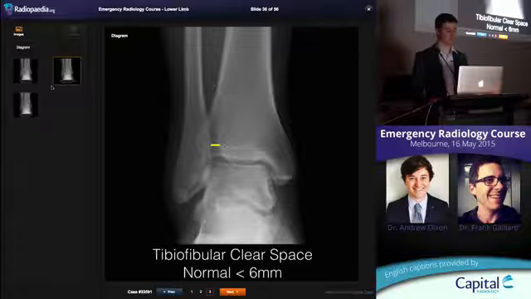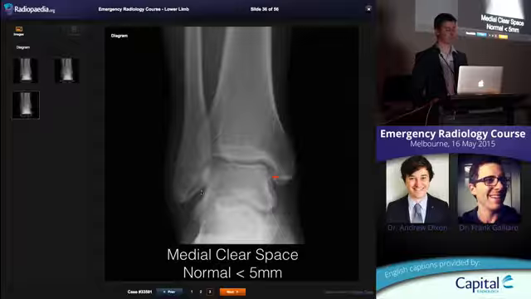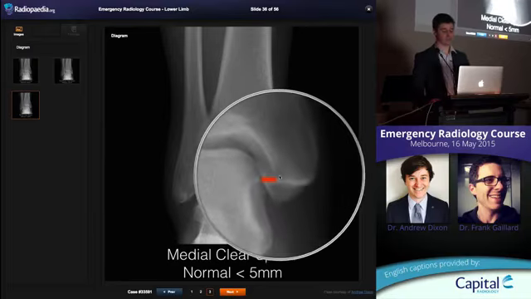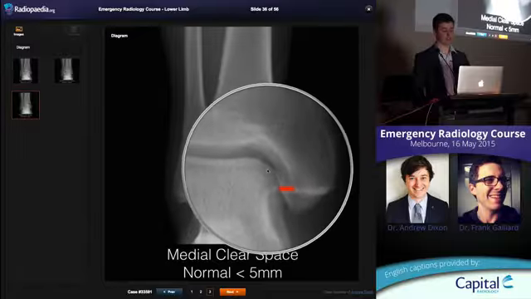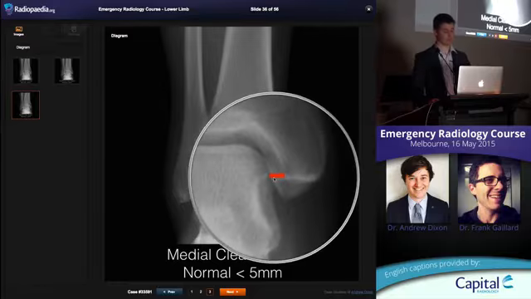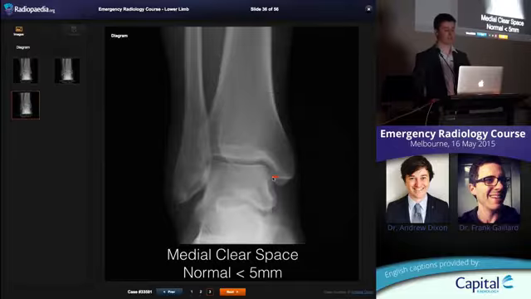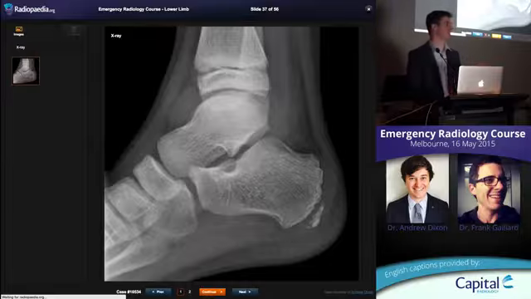Okay. The third one is the medial clear space. You can forget about the lateral clear space. This always looks funny. Don't worry about that. So these three are the things to look for. The overlap sign, the tibiofibular clear space, and the medial clear space. This should be less than 5 millimetres. That's the distance between this line here, and where it's going to articulate with, which is this line coming down here, all right? This is not a great example of it. You can usually see it a bit more easily than that. So there's some of the things to think about when you're assessing the alignment of the ankle joint.